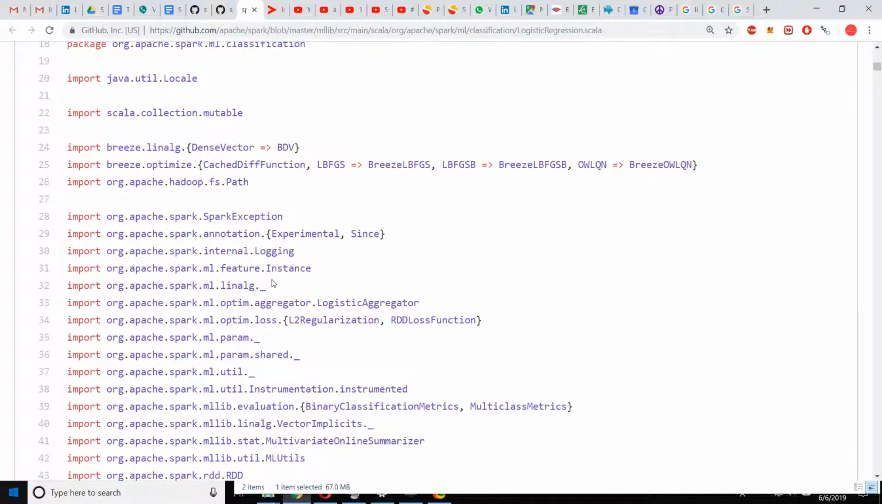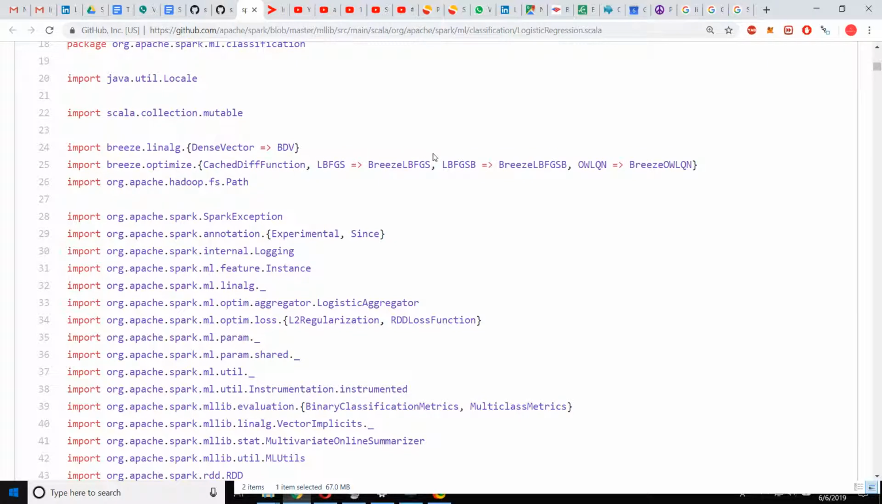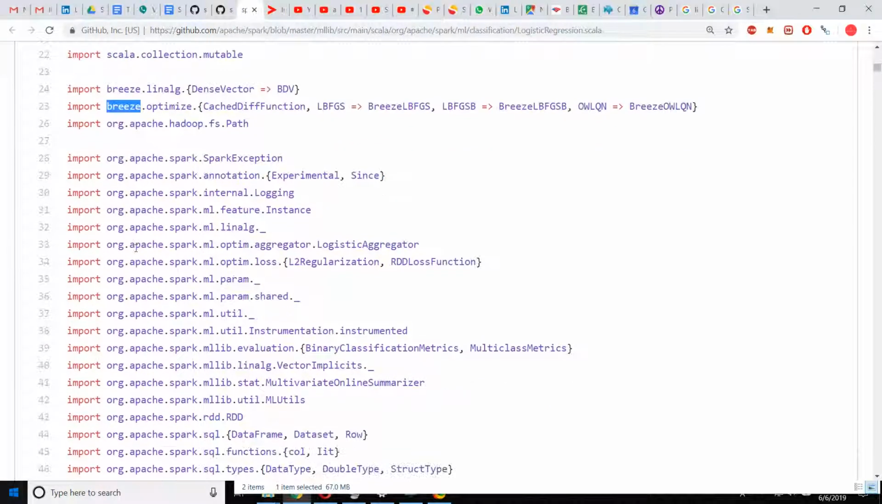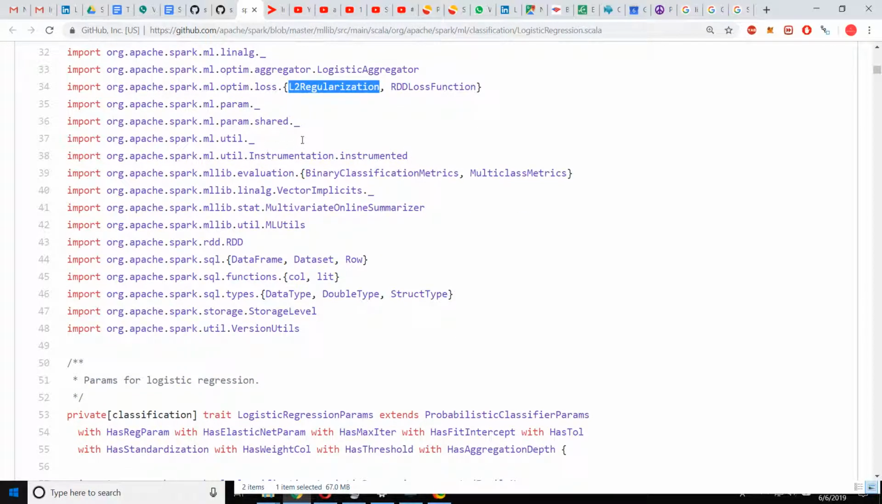Now if you closely look at the libraries that are imported here, one is the optimization library. Understanding all these different optimizers is very important. We have LBFGS, CachedDiffFunction, and all these are coming from Breeze. Then we have Spark execution, machine learning instance, linear algebra, aggregator, loss function, L2 regularization. L2 stands for ridge and L1 stands for lasso. Then you have all other things coming.